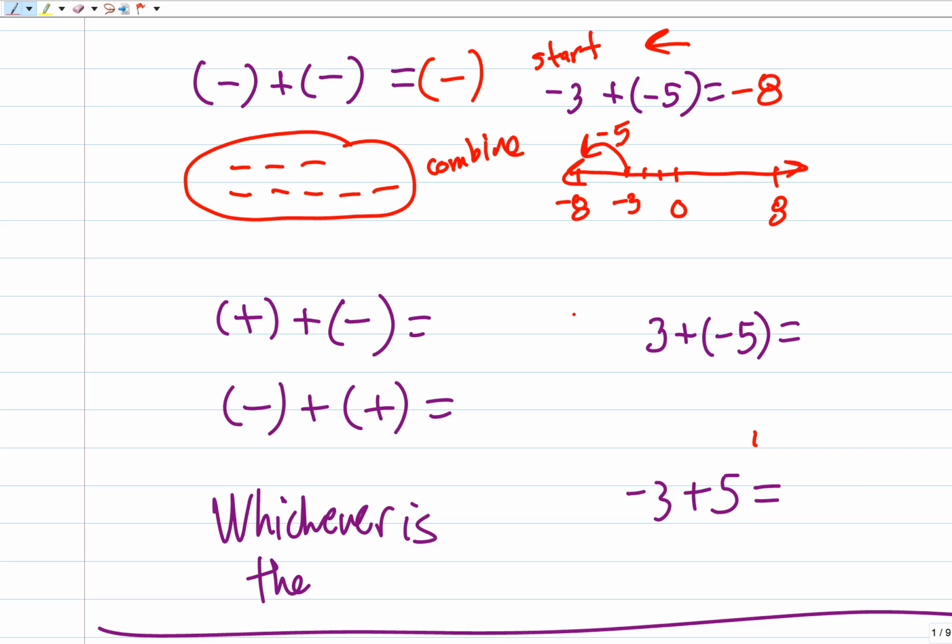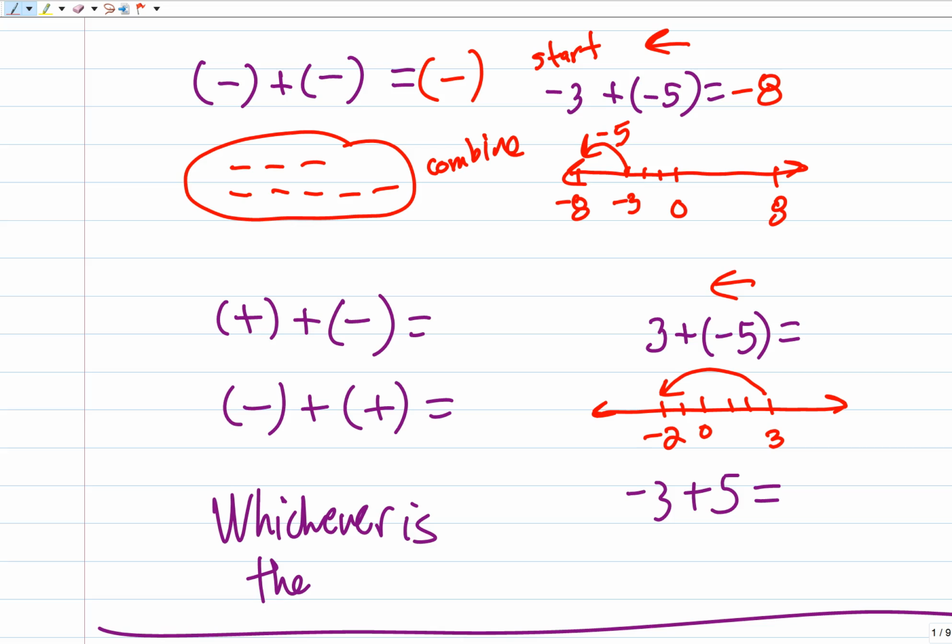So what do I do if it's positive or negative? Right? A positive plus a negative or a negative plus a positive? Well, let's look at the first one. If I did 3 plus negative 5, so that basically says I'm starting at 3, right? And I'm going negative 5, means I'm going 5 to the left. If I go 5 to the left, 1, 2, 3, 4, 5, where do I end up at? Did those combine? No.